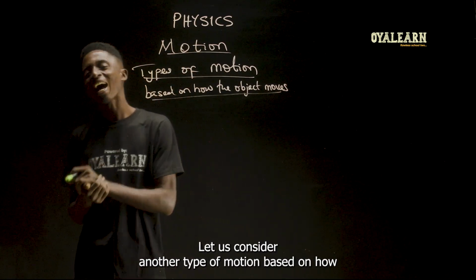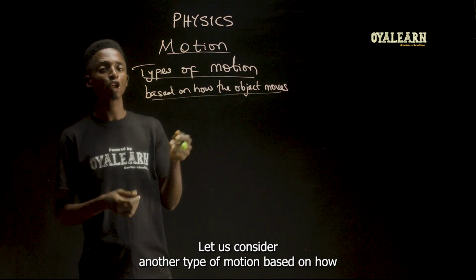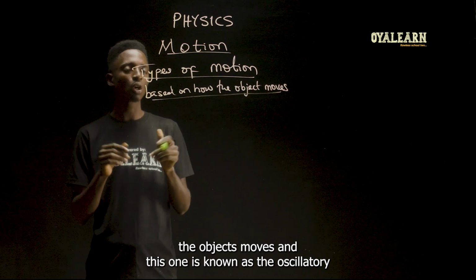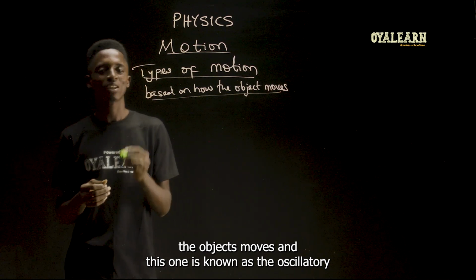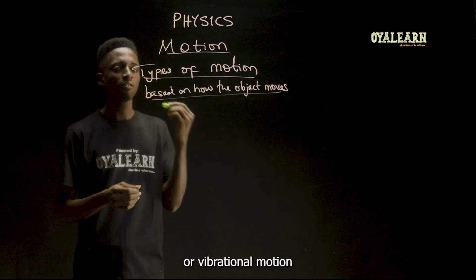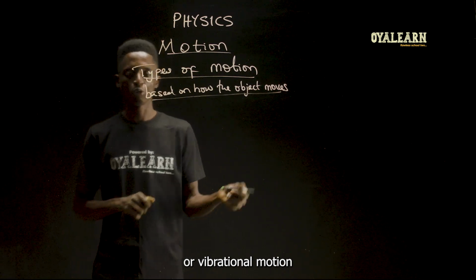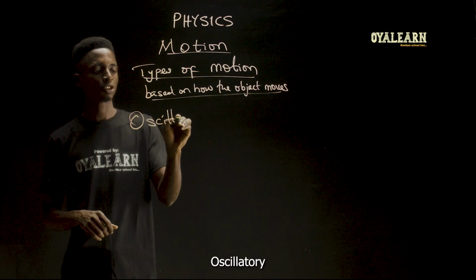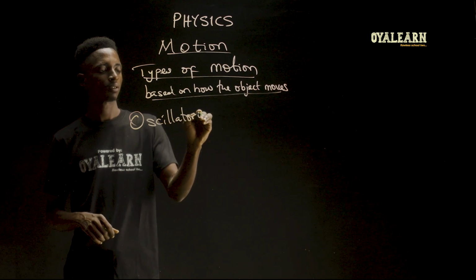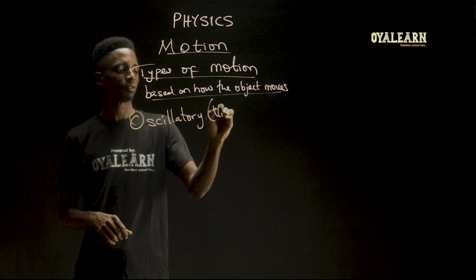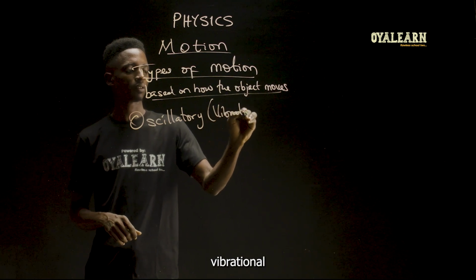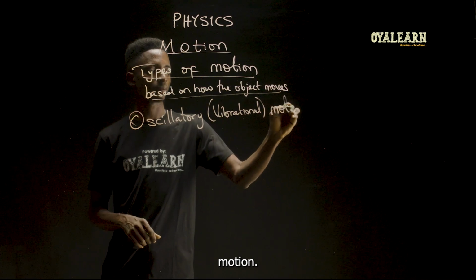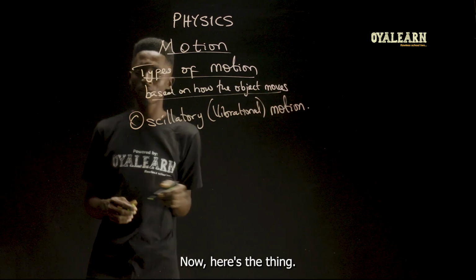Let us consider another type of motion based on how the object moves, and this one is known as the oscillatory or vibrational motion. Oscillatory, vibrational motion. Now, here's the thing.